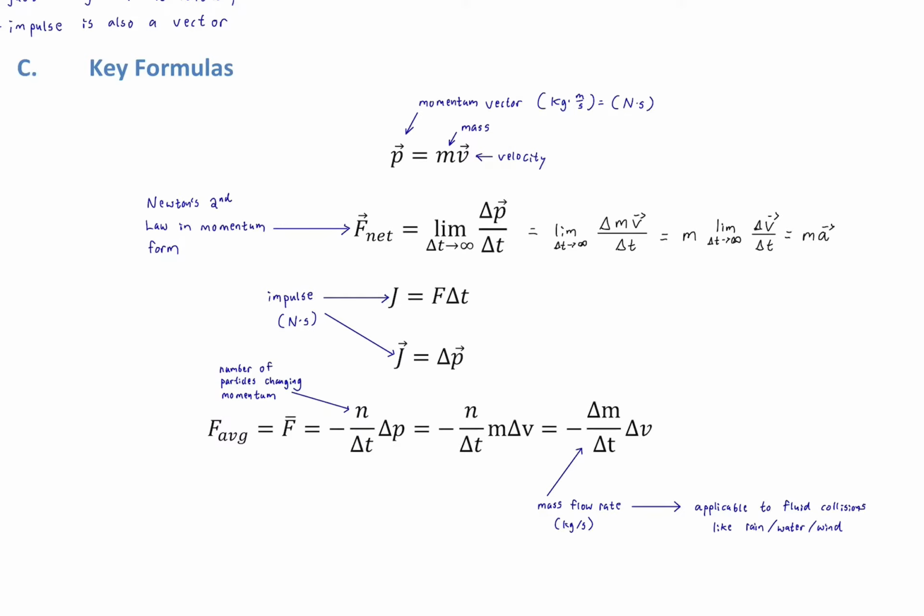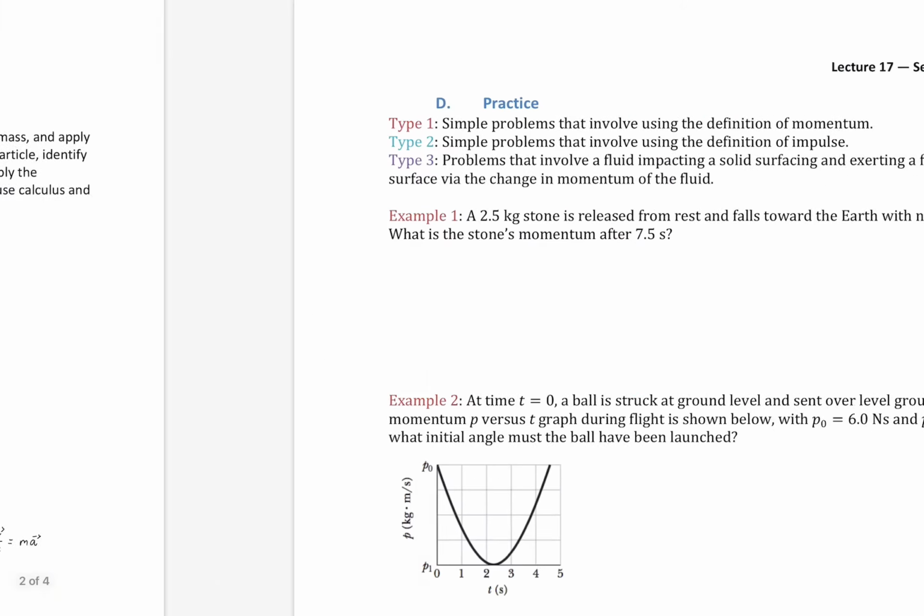So it's applicable to fluid collisions like rain, water, or wind, where there's an individual number of particles for rain, or just a mass per time for rushing water. That way you can discuss something that is exerting a force based on the change in momentum of the flowing liquid or fluid. We'll see one example of that, so it'll become more concrete if it's confusing. All right, let's get to those examples.